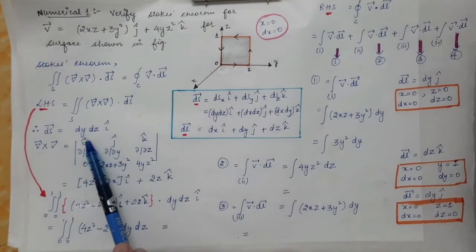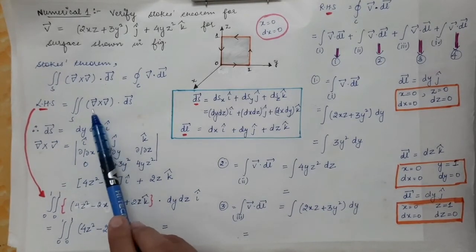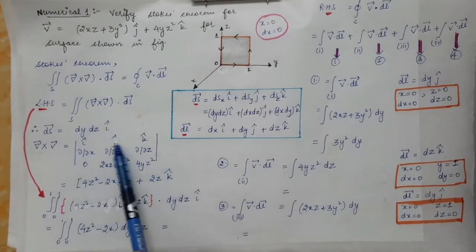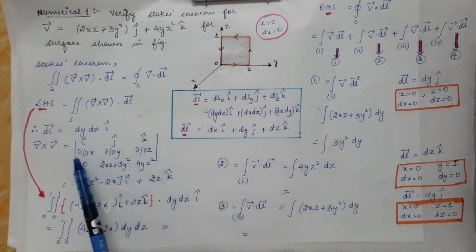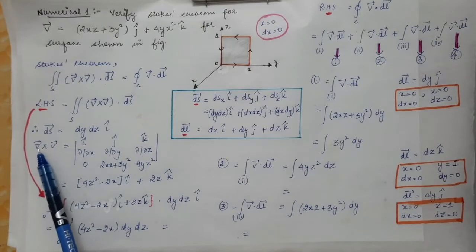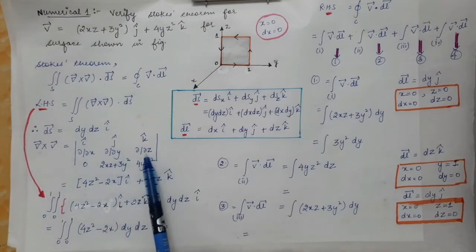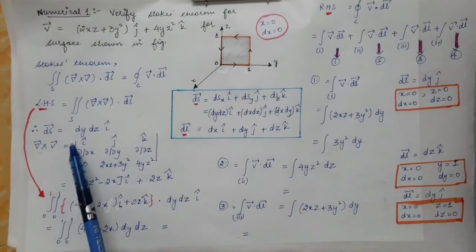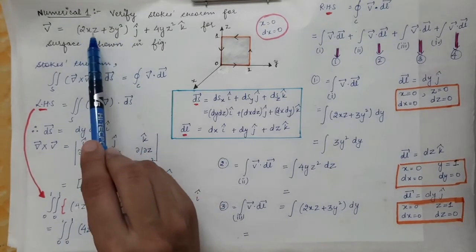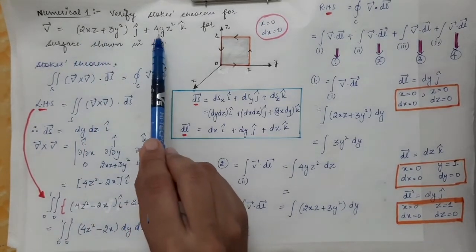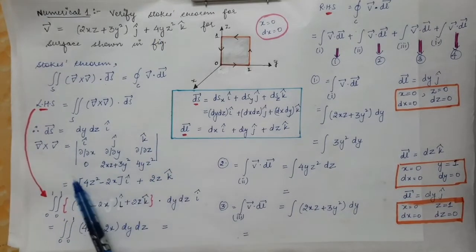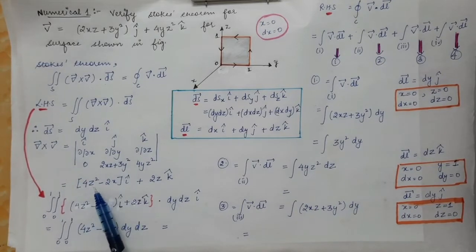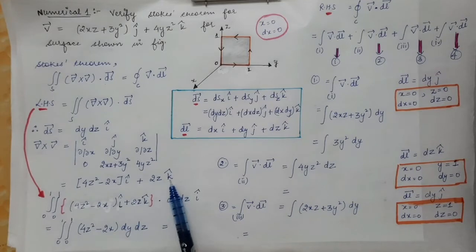So ds vector will be dy into dz i cap, and then we will find the curl of vector v. Curl of any vector field is found using the determinant. The first row consists of i cap, j cap, k cap. The second row consists of the components of the del operator, which is del by del x, del by del y, del by del z. The third row consists of the components of the v vector. So the x component of v vector is 0, the y component is 2xz plus 3y square, and the z component is 4yz square. On solving this determinant, you will get the curl of this vector, which will be equal to 4z square minus 2x i cap plus 2z k cap.